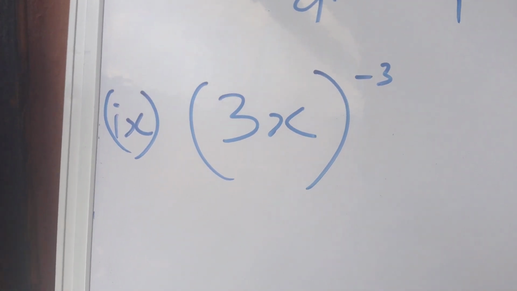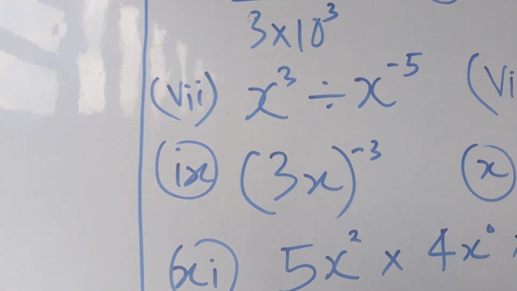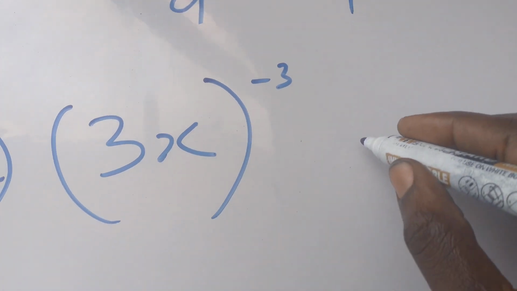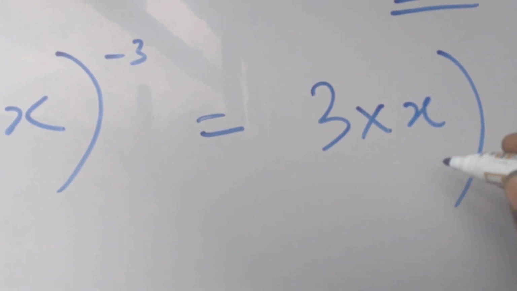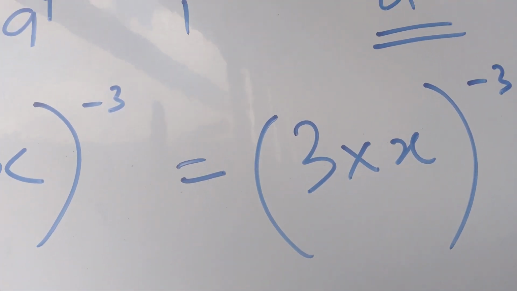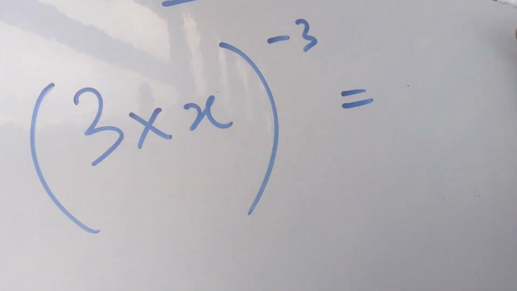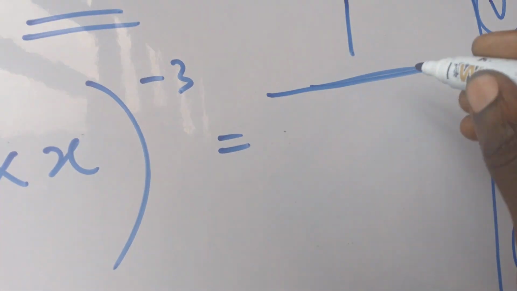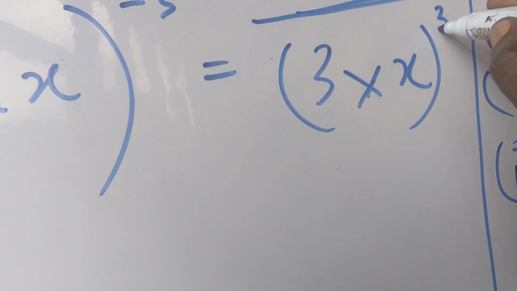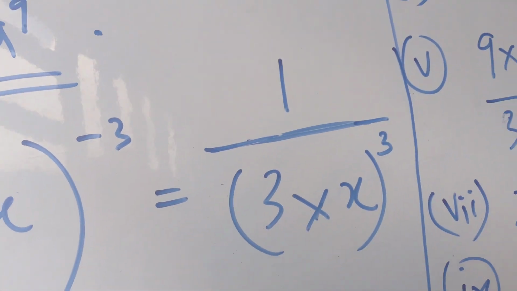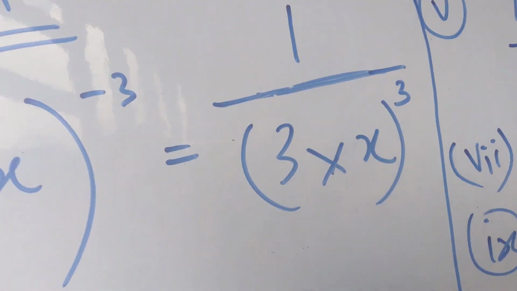Alright, so the next question we're having is 3x all raised to power minus 3. Let's do that. This will be equal to 3 times x all raised to power of minus 3. So this minus sign indicates the reciprocal of 3 times x all raised to power 3.